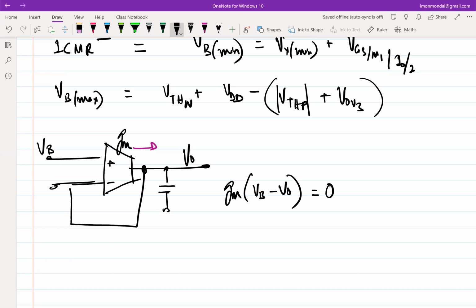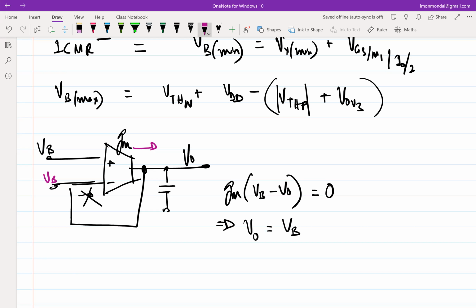Zero, right? At DC, the capacitor is not there. No current can flow inside. Nowhere to go. This is zero. So what is V naught? Then what is the only possible condition for V naught? VB. Right? So this will settle to VB.